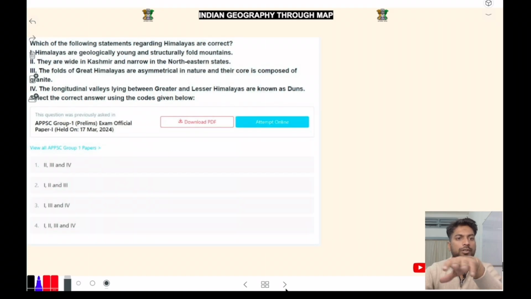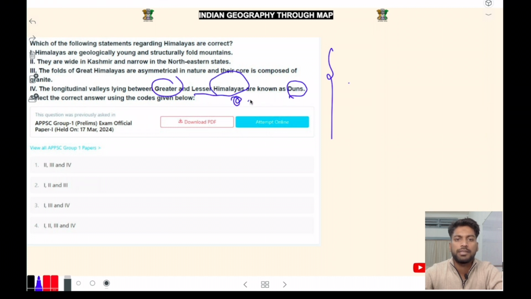Okay, some more questions. I'll suggest you to solve this one on your own, and let me know the answer in the comment section. Okay, देखो dunes related questions are there. Longitudinal valleys lie between Greater Himalaya and Lesser Himalaya, also known as dunes. I don't think so. Dunes कहाँ पे मिलता था? Lesser Himalaya and Outer Himalaya. Lesser Himalaya and Outer Himalaya में you will see the dunes.